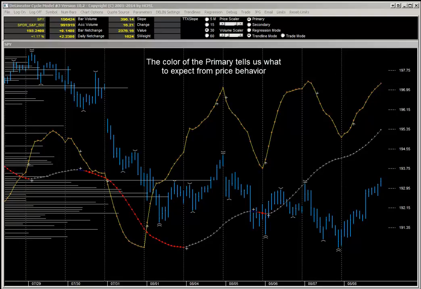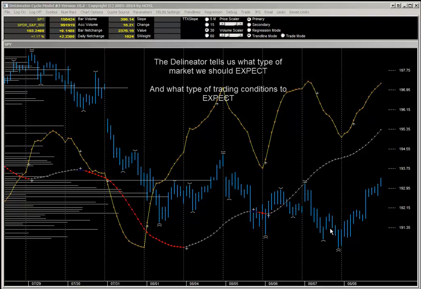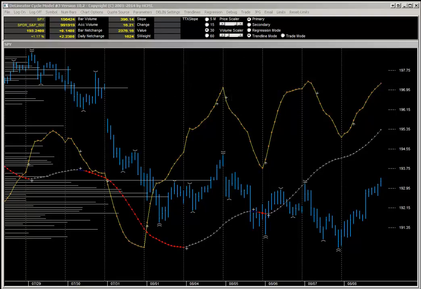So the reason why this is important is it tells you what to expect during each cycle on the primary. If we have an unconfirmed upcycle on the primary, we would not expect to see large price gains. If we have a confirmed down cycle on the primary, we would expect to see large price losses. And this is what separates the delineator from other methodologies, and that is that we can always know what type of market to expect and what type of trading conditions to expect. And then we simply compare what does happen with what we expect to see happen and make adjustments accordingly.